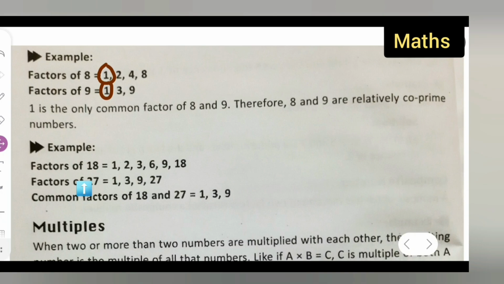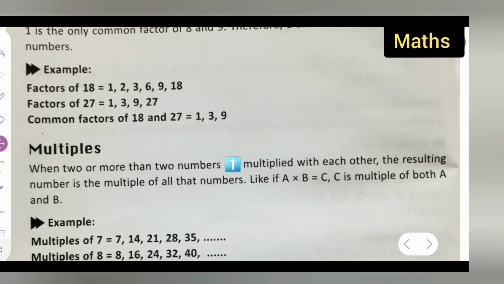One more example: factors of 18 are 1, 2, 3, 6, 9, 18 and factors of 27 are 1, 3, 9, 27. So 1 is common over here, then 3 is common, and lastly 9 is common in both. So these are the common factors of 18 and 27: 1, 3, 9. Okay, so moving towards the next.